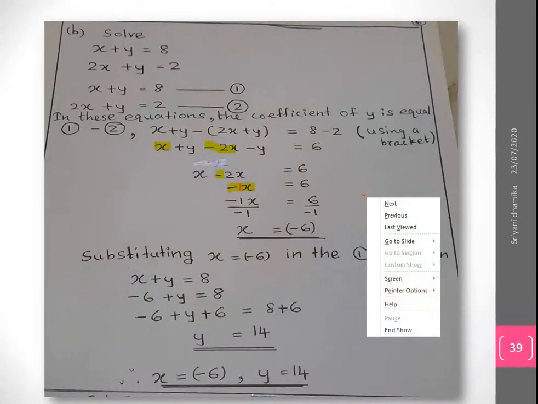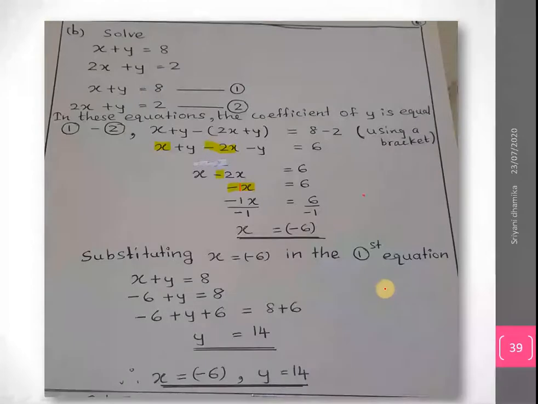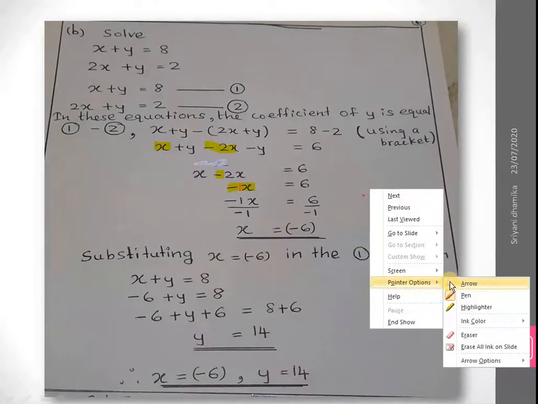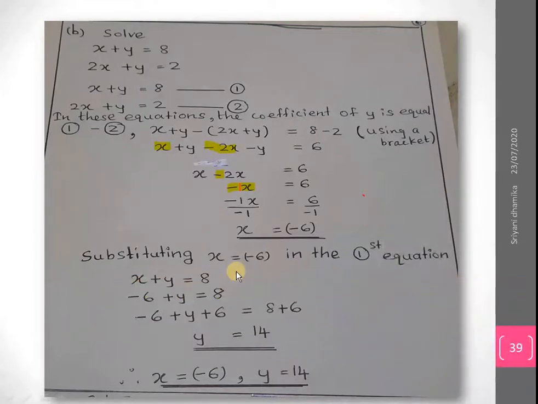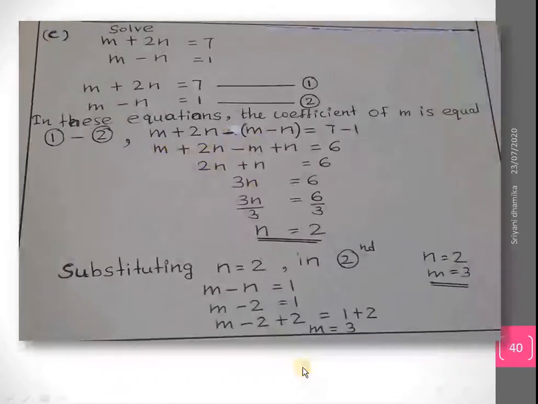So substitute x equals negative 6 in the first equation. Now substitute this value: negative 6 plus y equals 8, therefore y equals 14. When we do this step, do the mathematical operation. Now we found the value of x as negative 6 and the value of y as positive 14. Then write the two answers together, and let's move to the next question.